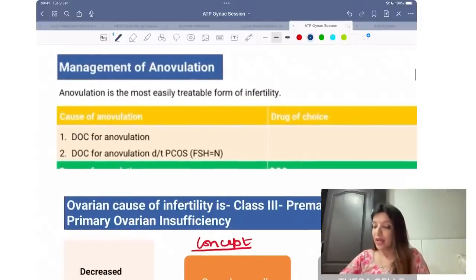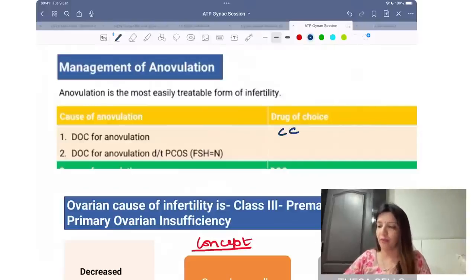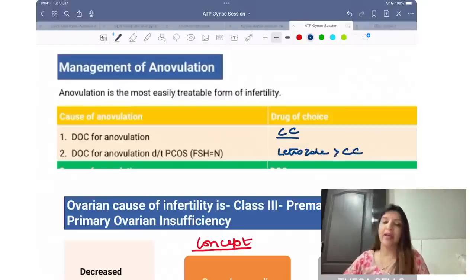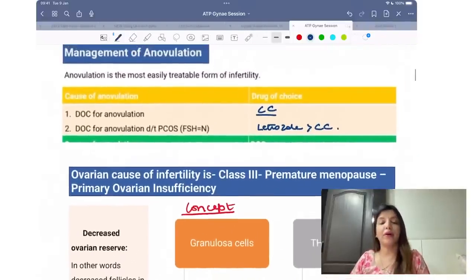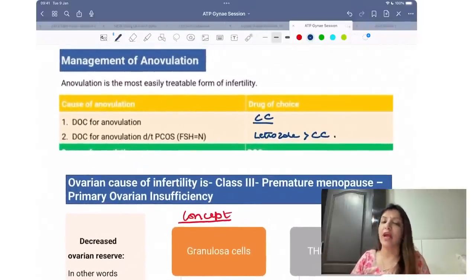Okay? Coming to drug of choice for anovulation. Simple question, drug of choice for anovulation, it is clomiphene citrate. Drug of choice for anovulation due to PCOS. If this question comes, then you have to mark the answer as letrozole, followed by clomiphene citrate. Right? Then, that is your treatment of anovulation.